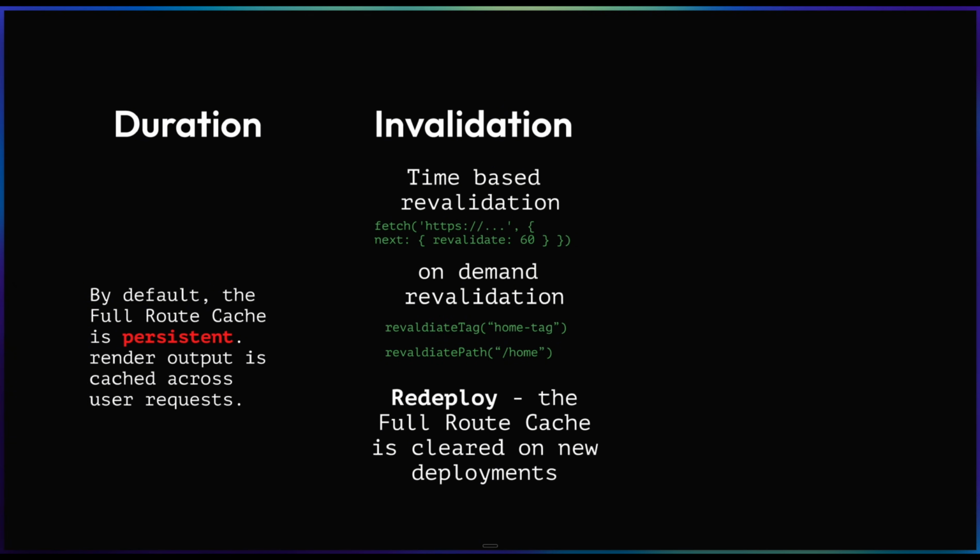You can also opt out of the full route cache altogether. This means the route is rendered fresh on every request. There are a few ways to do that. First is using the dynamic API, which we'll cover in the code example next.